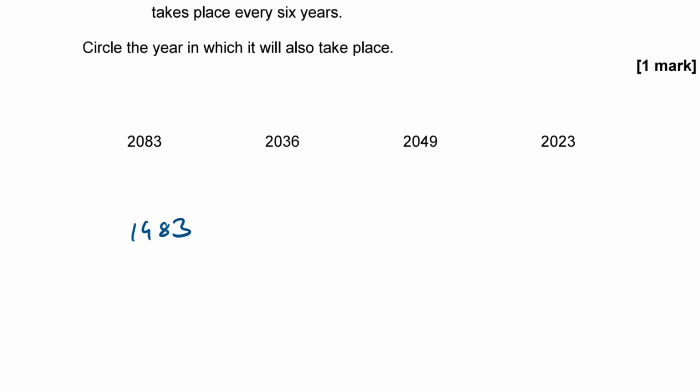1983. I think what I'd like to do is get past 2000 and then look at it again. So if I add 6 on, that takes me to 1989, and another 6 takes me to 1995, and 6 after that takes me to 2001. Okay, right, so then if I take 2001 away from these numbers, that's going to leave me with 82, 35, 48, and 22, isn't it?